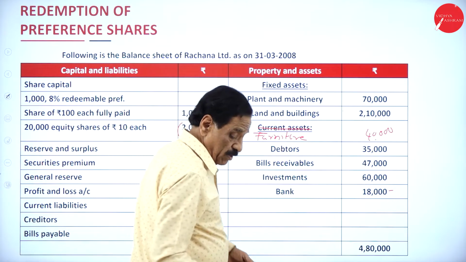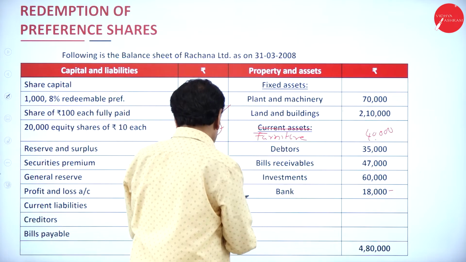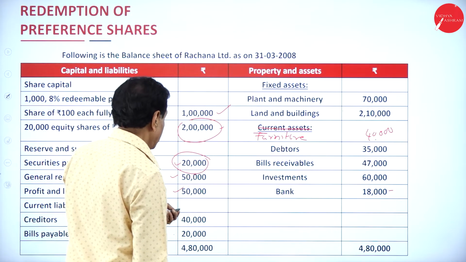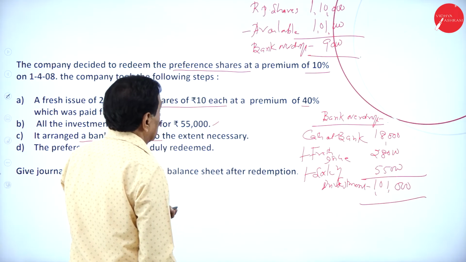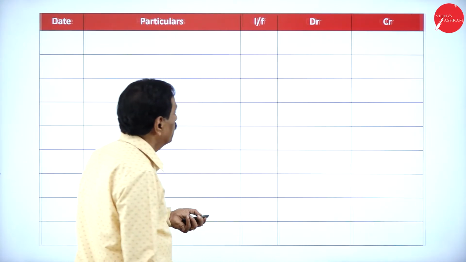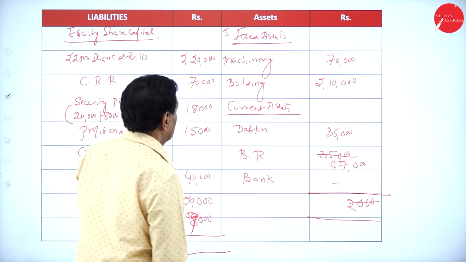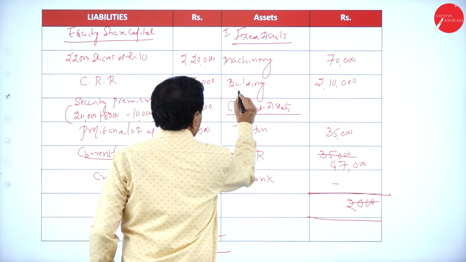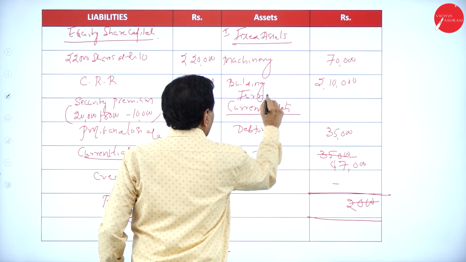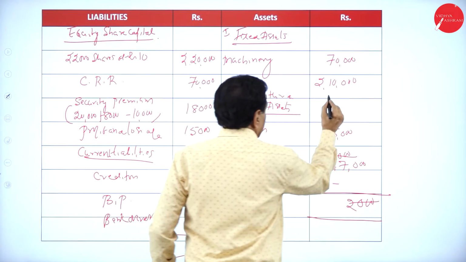4,80,000. Okay. So furniture is left over here. Come back here. Asset side. Balance sheet. Here. Furniture. 40,000.